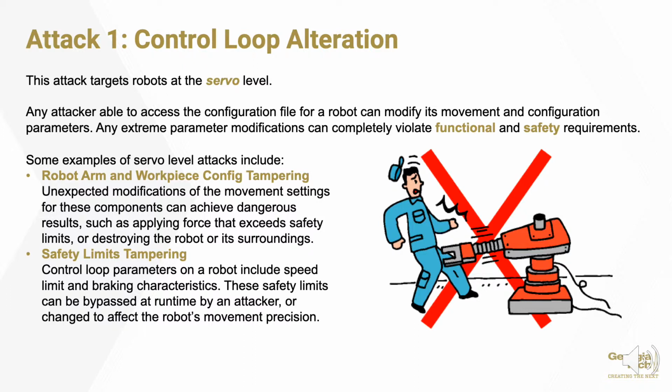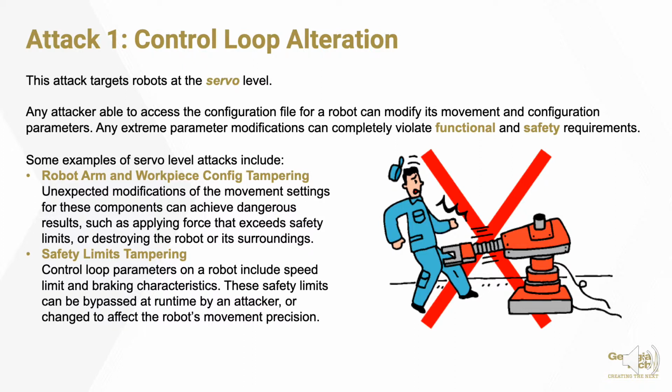One attack type is the control loop alteration. This attack works at the servo level, so we're talking about the motors and the servos that control the robot's movement. In particular, attackers are able to access configuration files, usually because of user authentication weaknesses, where they're allowed to modify its movement and configuration parameters.